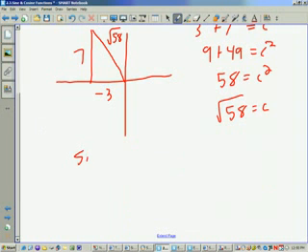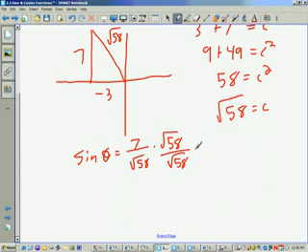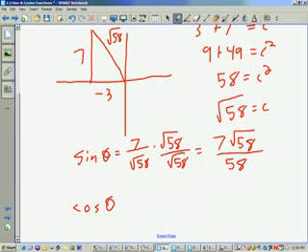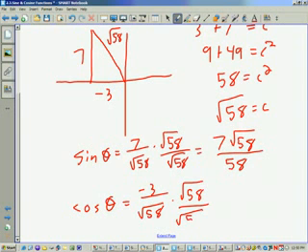Now we want to find the sine and cosine. The sine of theta is going to be the opposite, 7 over root 58. We rationalize by multiplying root 58 over root 58. So our answer is 7 root 58 over 58. For cosine of theta, it's going to be my adjacent side, which is negative 3, over my hypotenuse, multiply by root 58 over root 58, and I'll get negative 3 root 58 all over 58.